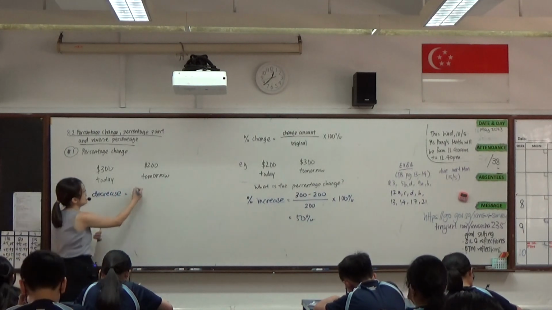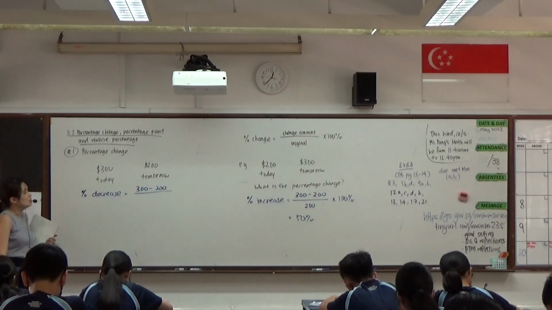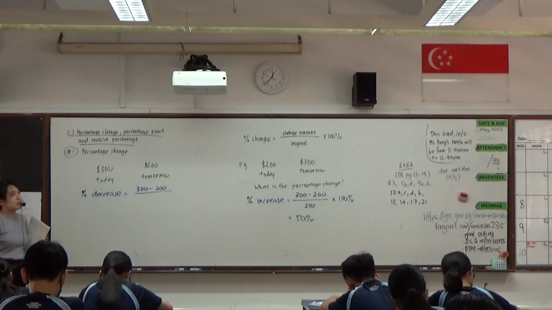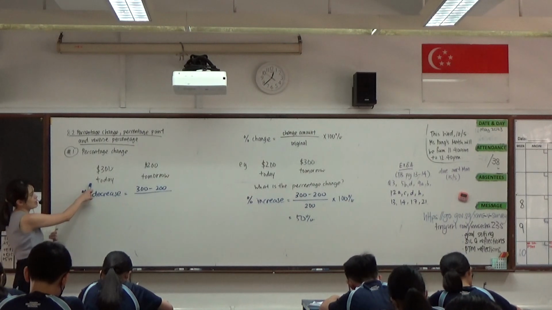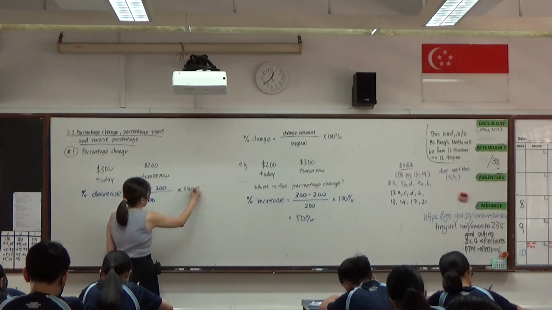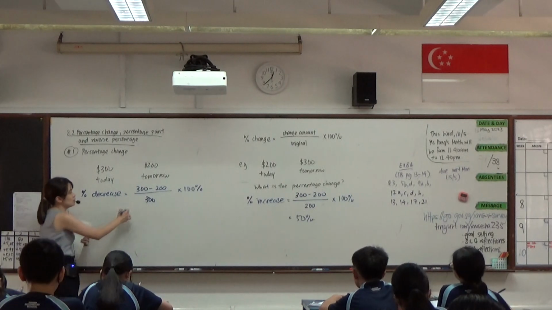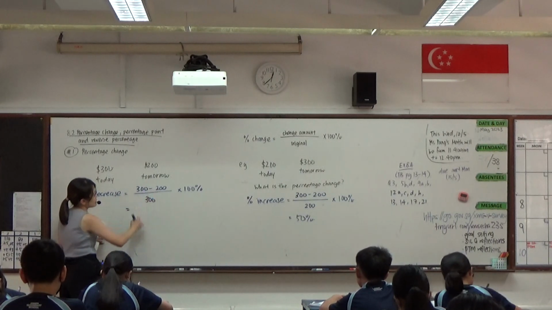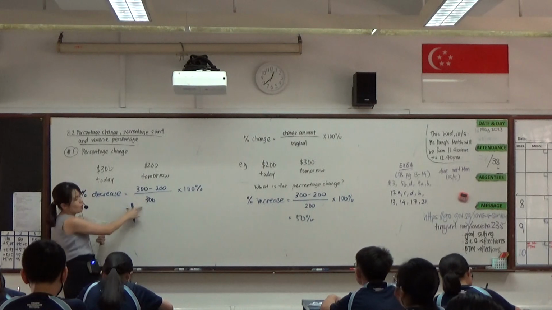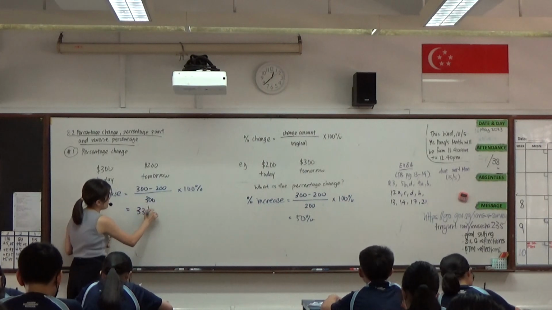The difference remains the same, which is 300 minus 200. But the base changes now, because the original amount refers to the one that I'm earning today, which is $300. And then I times 100%. So 300 minus 200, that's 100. 100 over 300, that's 1/3. So that's 33 and 1/3%.